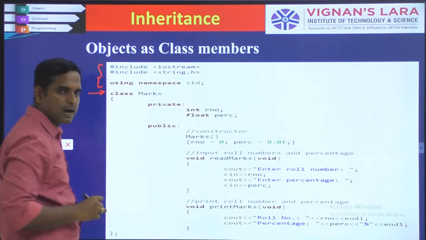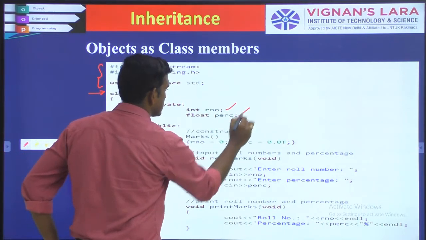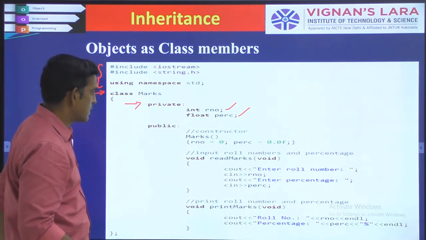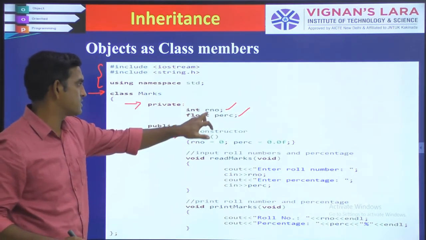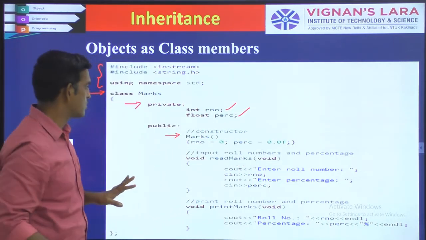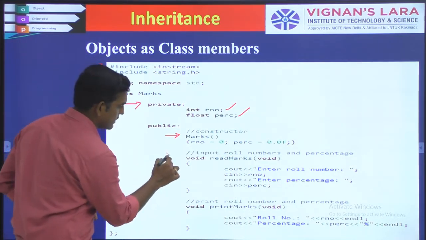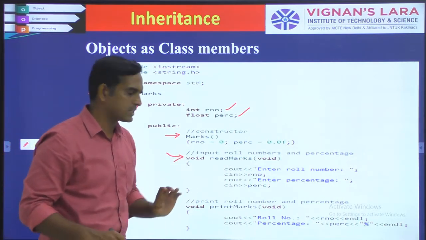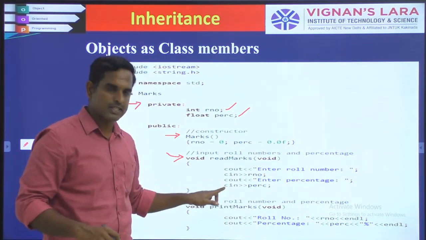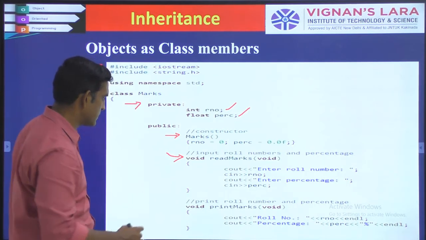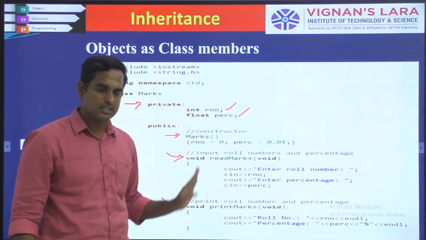Next you are having class marks. Inside the marks class you are having private variables roll number and percentage, rno and perc. And inside the public you are having one constructor which initializes roll number and percentage to 0, and you are having one method, read marks. Inside the read marks method I am taking the input of the roll number and percentage, that is you have to enter the roll number and percentage, and you are having print marks method which will print your roll number and percentage. It is straightforward.